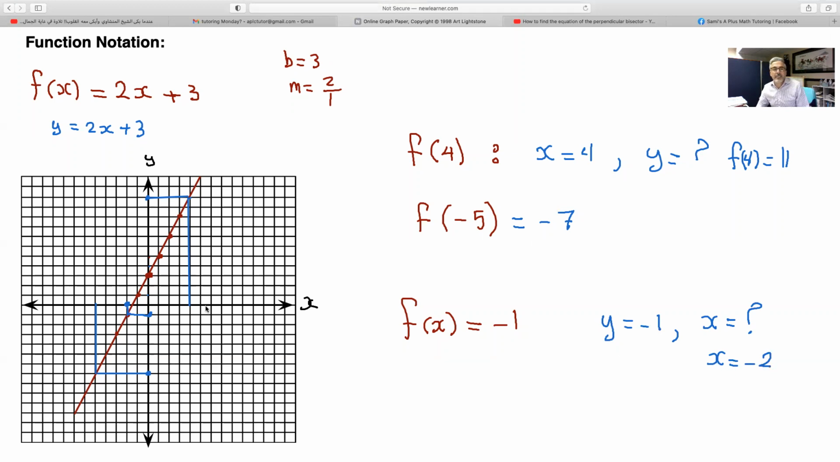So that is basically what function notation is. And that's how you solve questions, by the equation or by the graph where you interpolate and extrapolate.